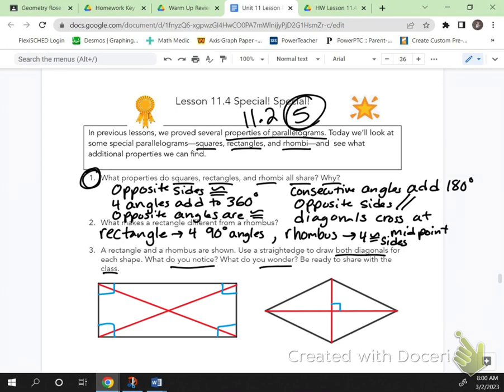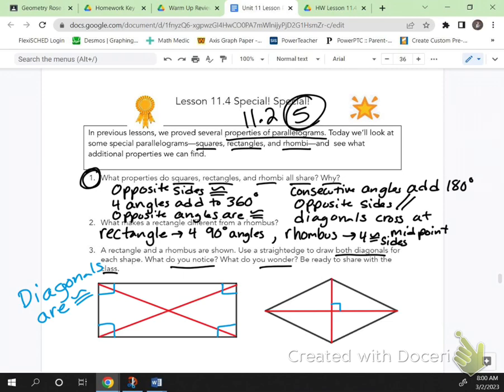What do you notice about the rectangle's diagonals? They're equal? Let's write that down. Diagonals are congruent. Diagonals are congruent. What about the rhombus? Are the diagonals congruent? No. So diagonals are congruent in a rectangle, not a rhombus.